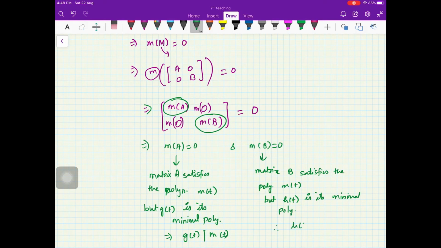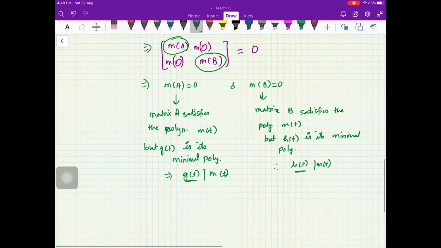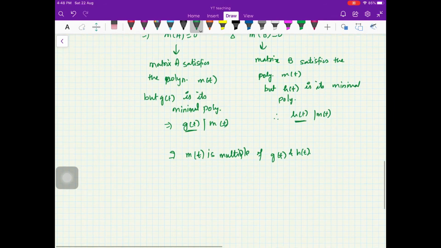Therefore HT divides MT. Now we know that it means that GT divides MT and HT divides MT, right? So we know that LCM of, from here you can say that MT is a multiple of GT and HT. Now we want to show that this is the least.